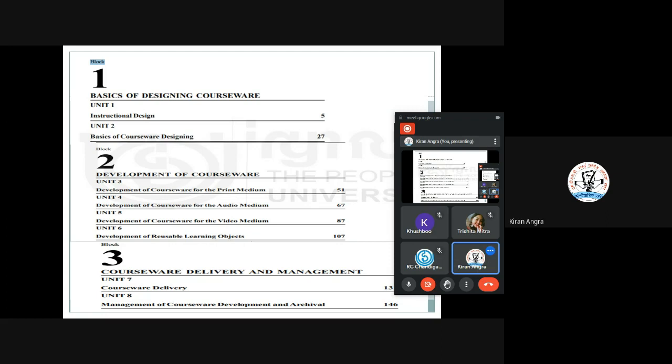And the second block is development of courseware. Development of courseware is the main head. How the development of courseware by print media, then the next unit, audio media, and then in the video medium, and then reusable learning objects. In the third block, we will be going through courseware delivery and management. That block will have 2 units, units 7 and 8: courseware delivery, management of courseware development, and archival.